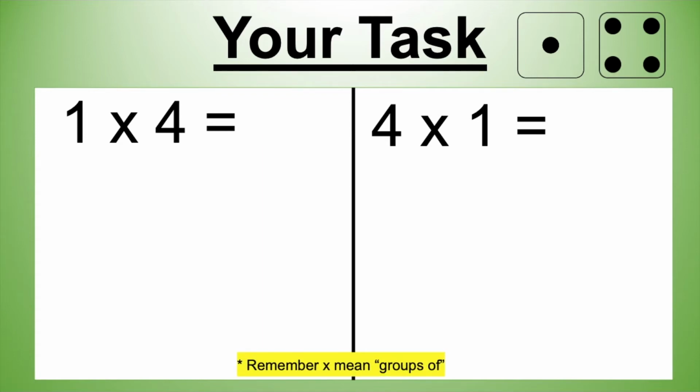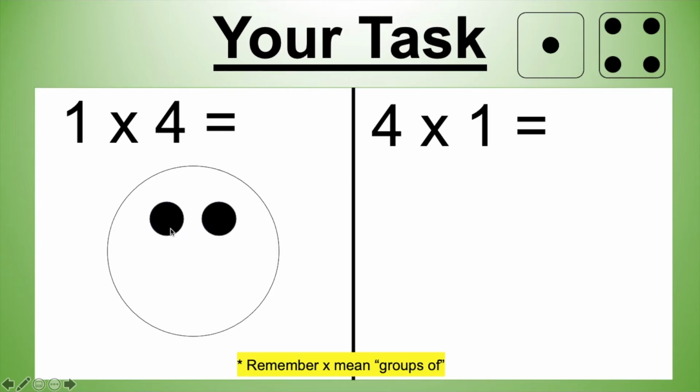Now, if you know that that times symbol means groups of, you're going to find this very easy. So 1 group of 4, you're going to do your 1 group. Okay, and then you're going to put 4 in the group because you've got your 1 group and then 4 in it. 1, 2, 3, 4.